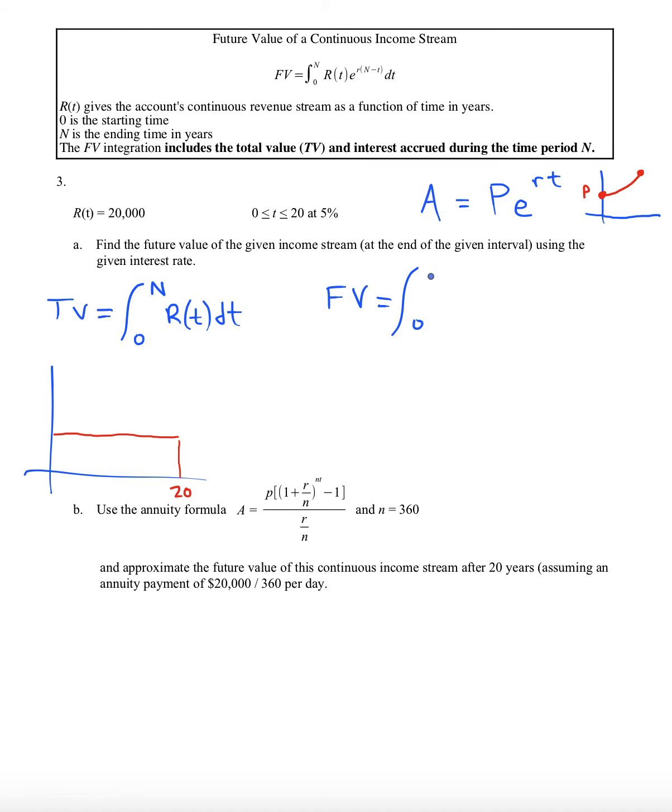It'll be an integral from 0 to n of R of t, but not just R of t, but R of t times this new term, e^(r(n − t)). This is the interest earning part of the formula. And we need to do n minus t because we want to figure out how long that particular amount of money is going to stay in the account and earn interest. And the subtraction gives us the time that that money will stay in the account. So let's try it for this example.